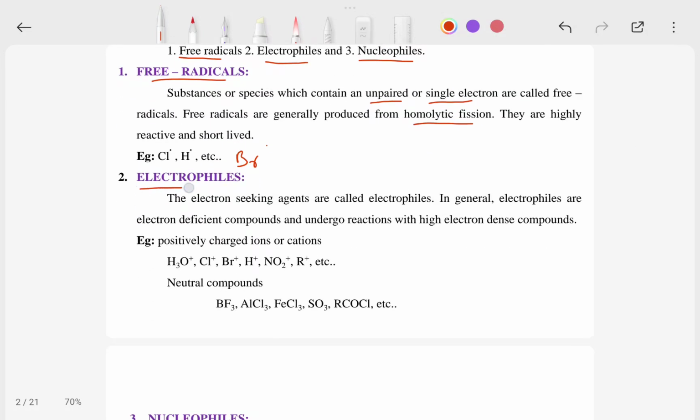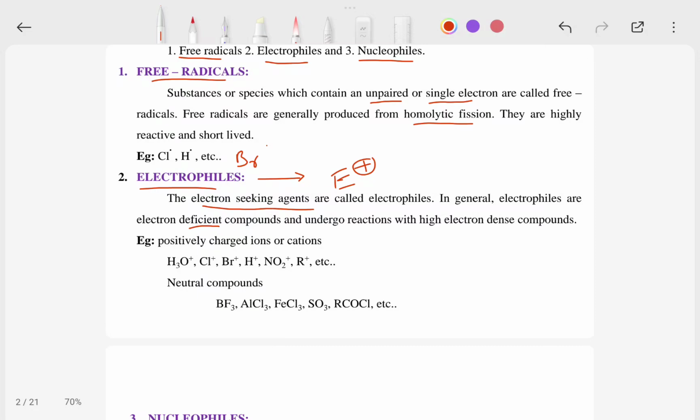Next, electrophiles. Electrophiles means electron-seeking agents are called electrophiles. In general, electrophiles are electron-deficient compounds and they undergo reactions with high electron-dense compounds. Electrophiles means electron seeking or electron attracting groups. It is denoted as E plus.